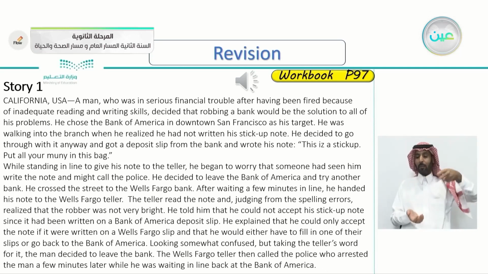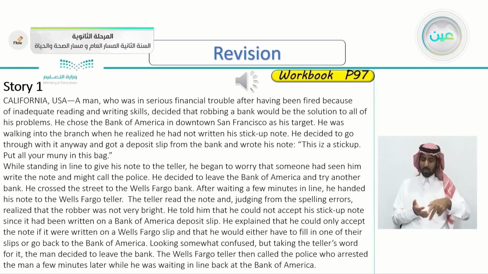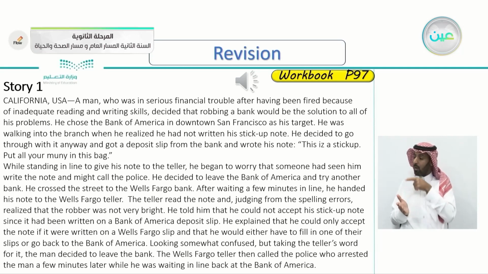He was walking into the branch when he realized he had not written his stick-up note. He decided to go through with it anyway and got a deposit slip from the bank and wrote his note, "This is a stick-up. Put all your money in this bag." While standing in line to give his note to the teller, he began to worry that someone had seen him write the note and might call the police. He decided to leave the Bank of America and try another bank.